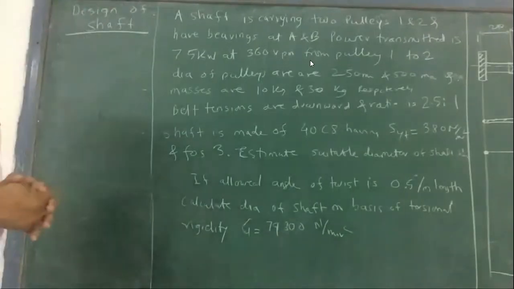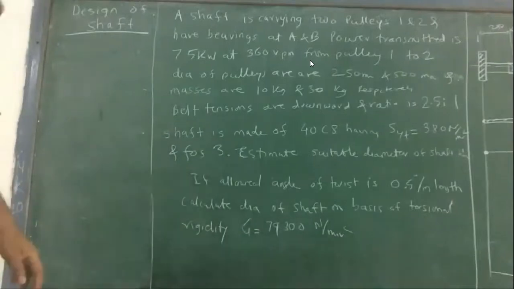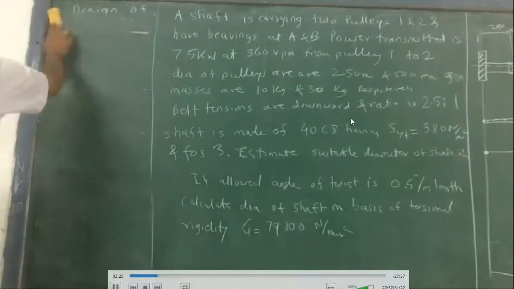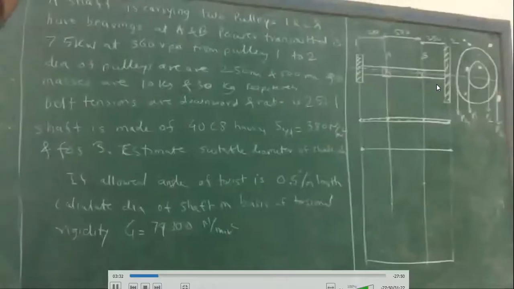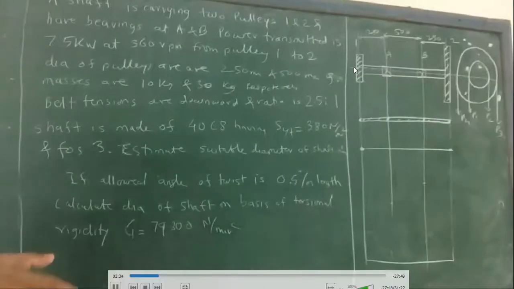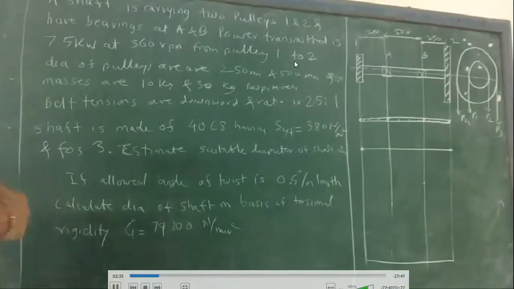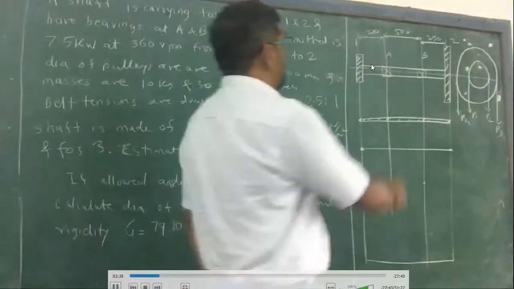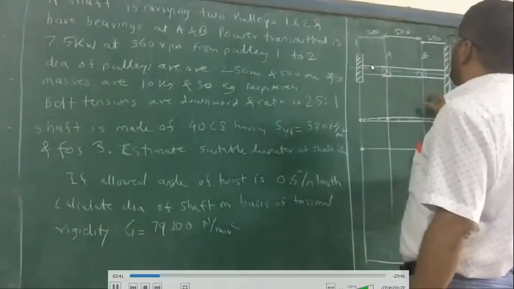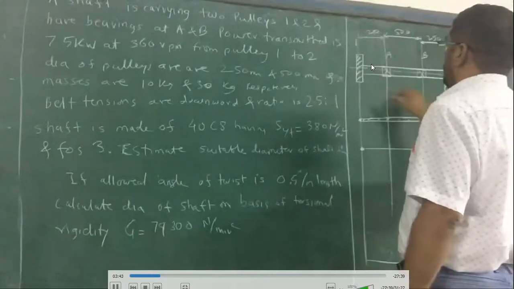This is the numerical which we have been given. It's basically a shaft carrying 2 pulleys. There is a diagram I have drawn for the sake of understanding. We have a shaft carrying two pulleys, pulley 1 and 2, at a distance of 250 from the bearings. Bearings are A and B.